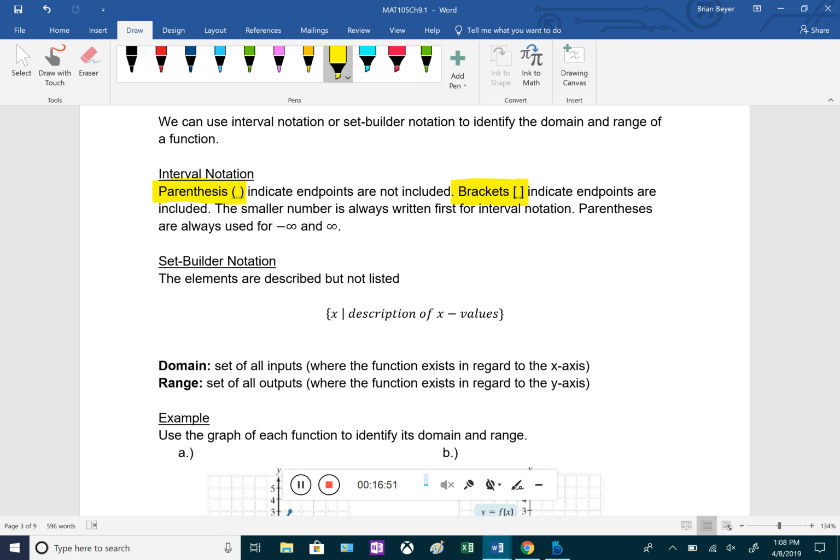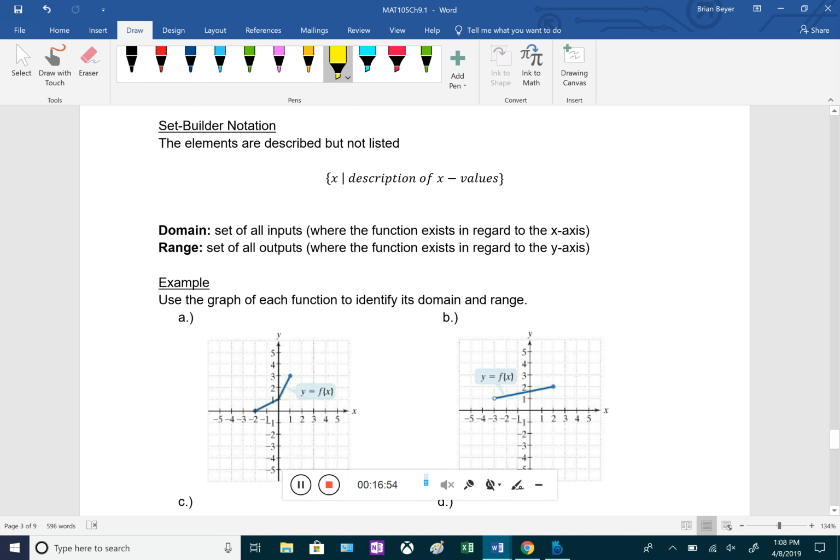Set builder notation is going to be when the elements are described but not listed. It's going to be written like this, where it's a squiggly bracket, the brace representing a set. It's the set of all x values such that whatever the description of the x's is. So this could be something like the set of all x's such that x is between -1 and 5. That would be an example for the domain, in this case, because I put an x. But like I said, I'll be focusing on interval notation.